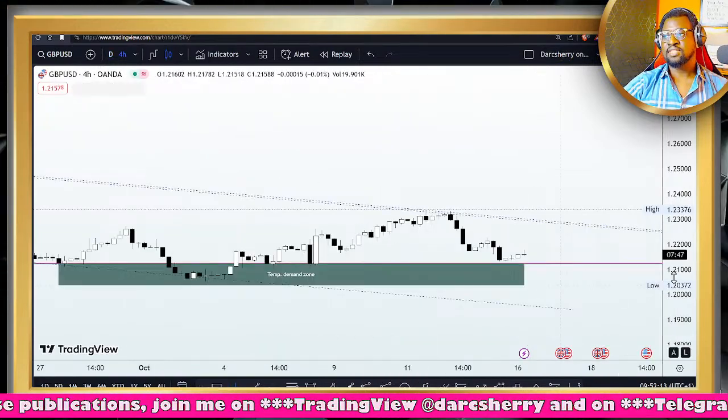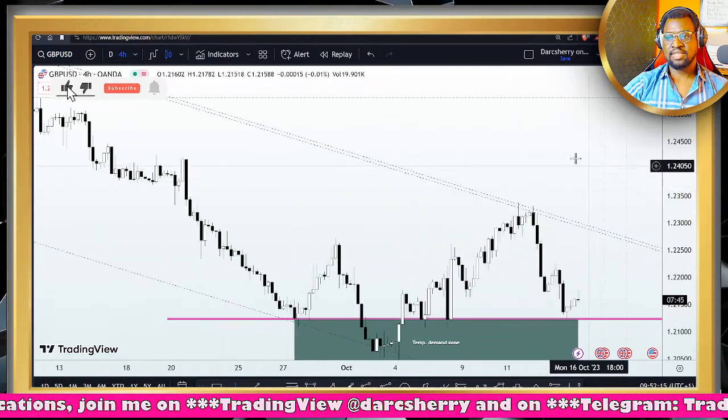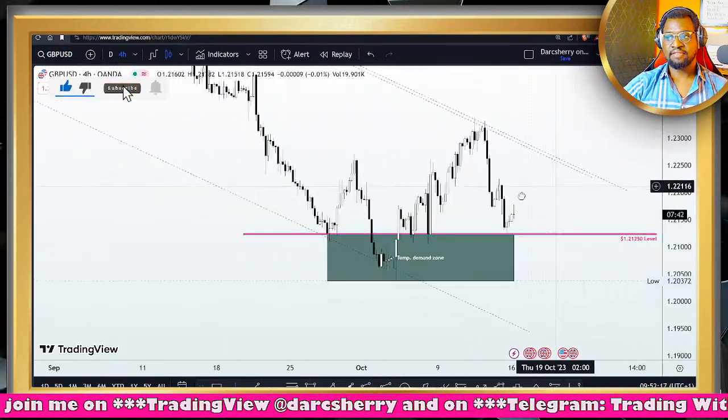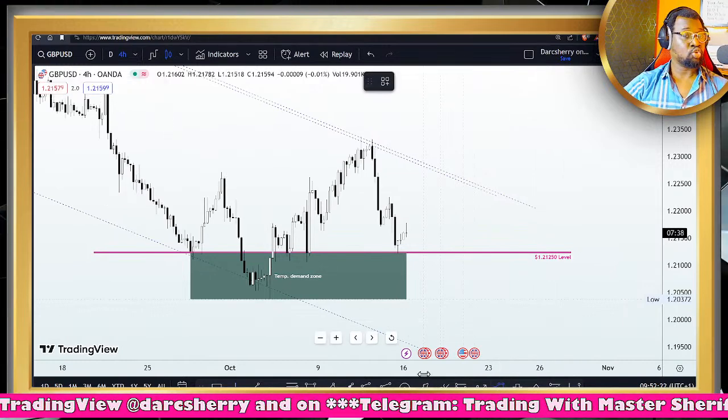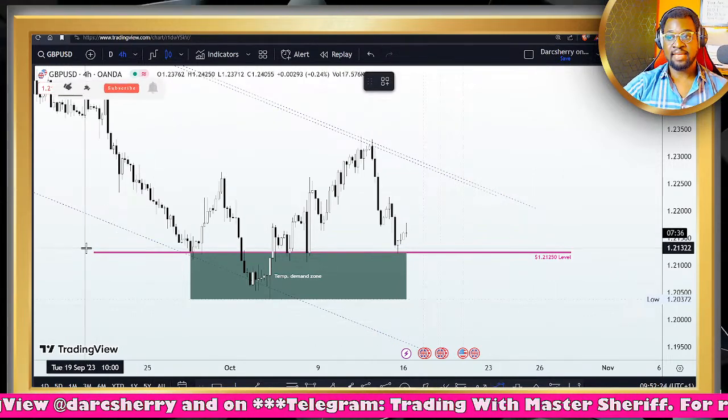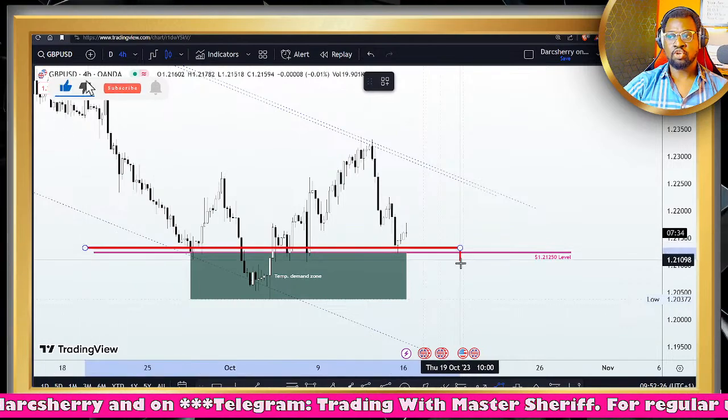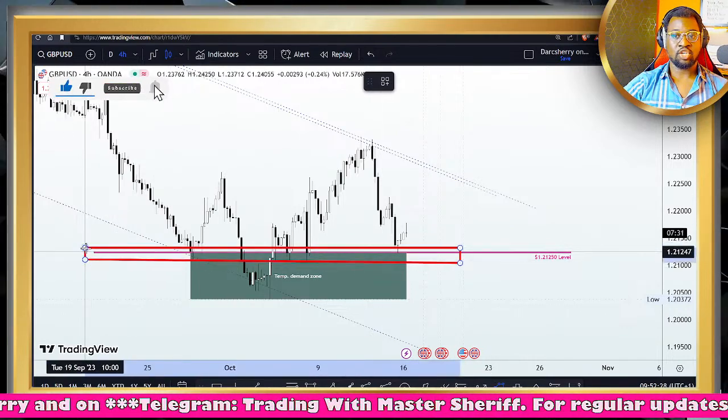Now, on the 4 hours time frame, this is the beautiful setup I was able to identify here, where I'm going to be using the 1.21250 level as my key level for this week. And you know how we use our key level in this community.